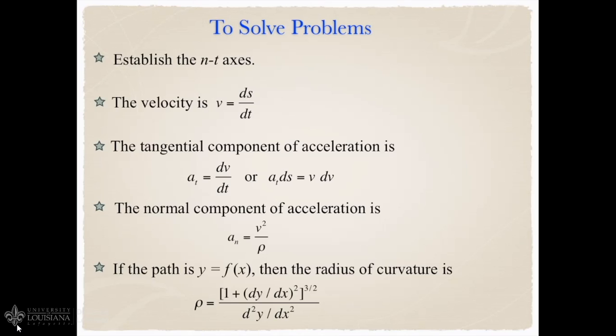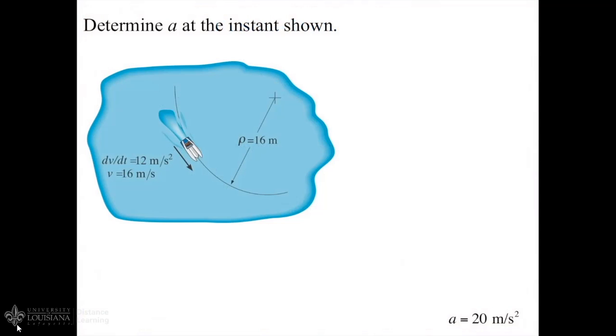All right, now we'll start to solve some problems. Here we want to determine the acceleration of this boat at the instant shown. So the first thing to do, of course, is to set up our n-t axes. T is positive in the direction of motion, and n goes toward the center of curvature of the path. Now let's determine the two components of acceleration.